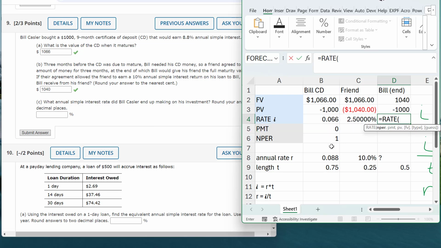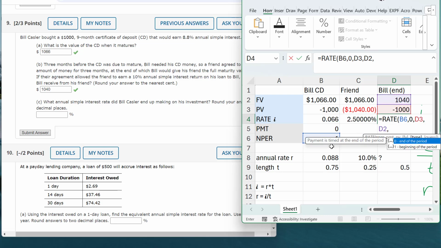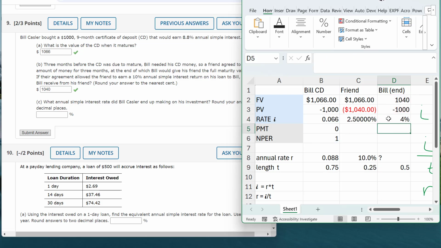Okay, Excel can find the rate. Using the rate formula, number of periods, 1. Payment, 0. Future value, present value. Present value is $1,000. Future value is 1040. Ignore the type or put in a 0, either way, and then give Excel a guess. My favorite guess is 10%. And that's 4%, but again, realize it might be rounded. Nope, looks like a straight 4%.